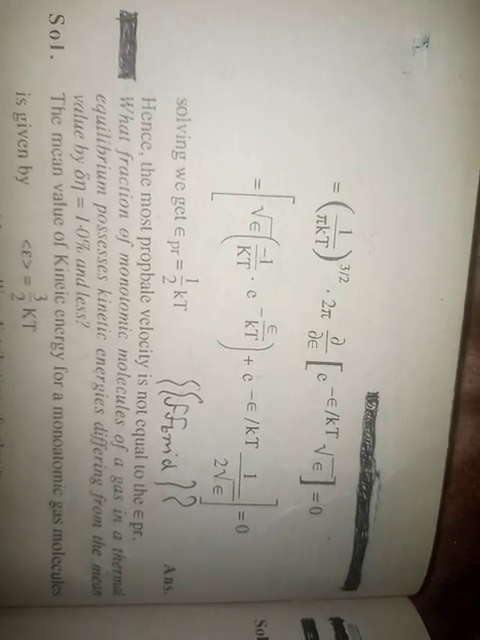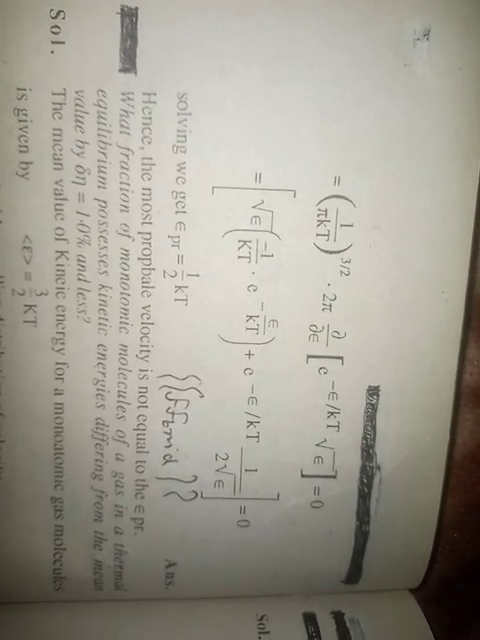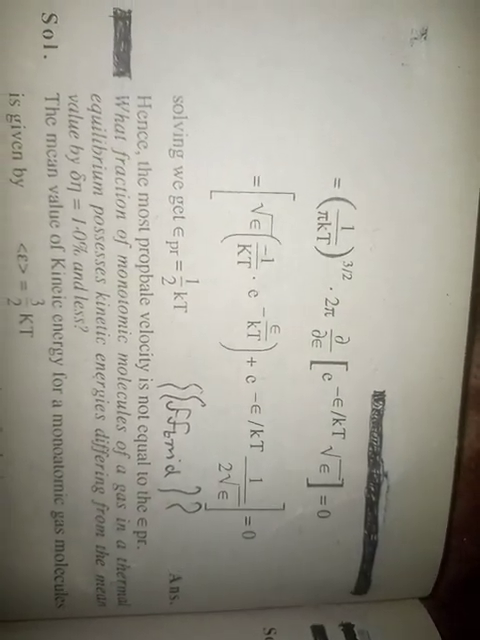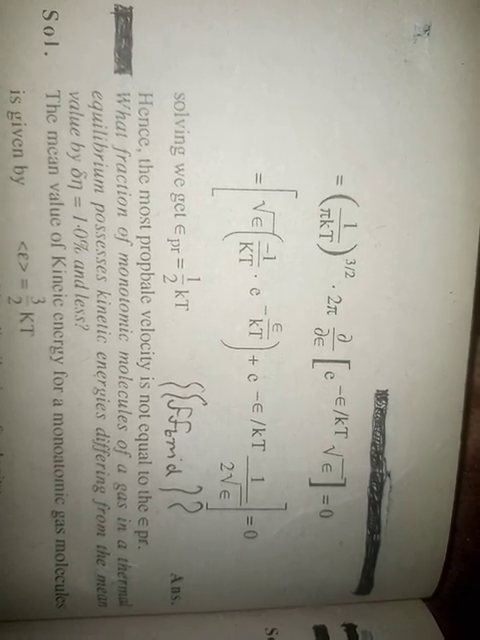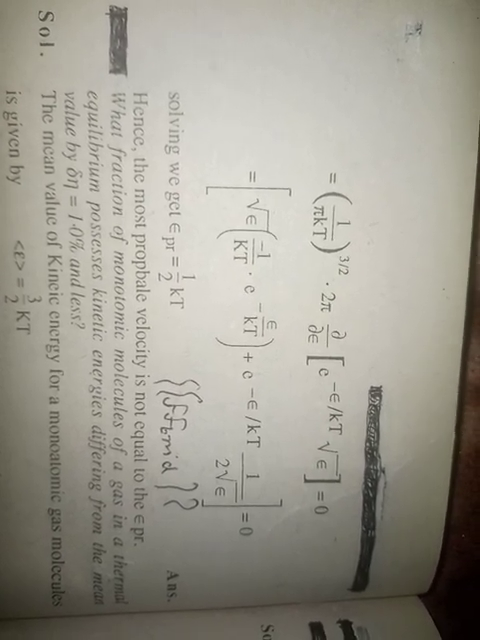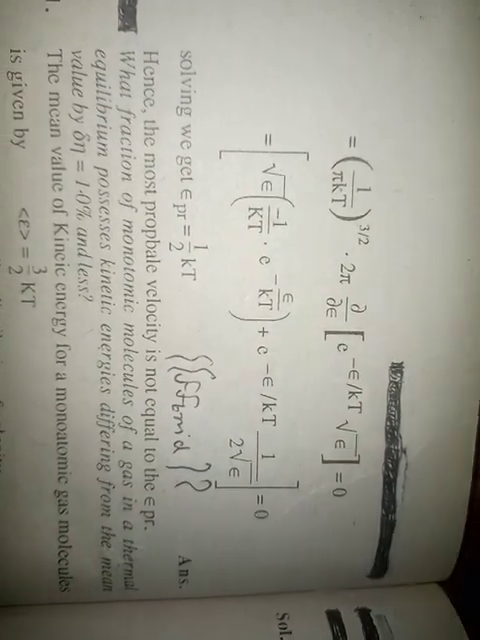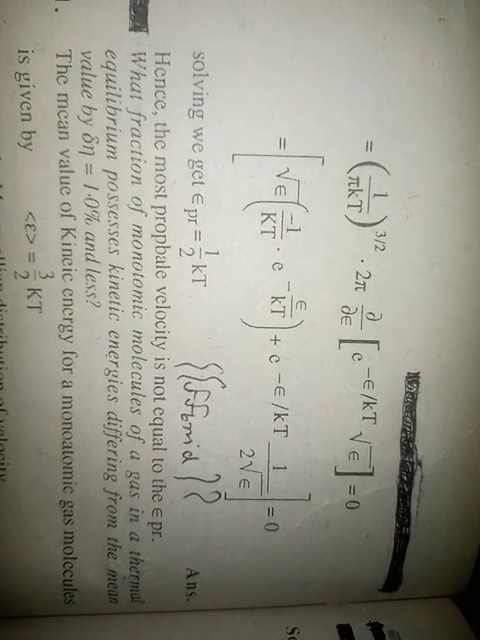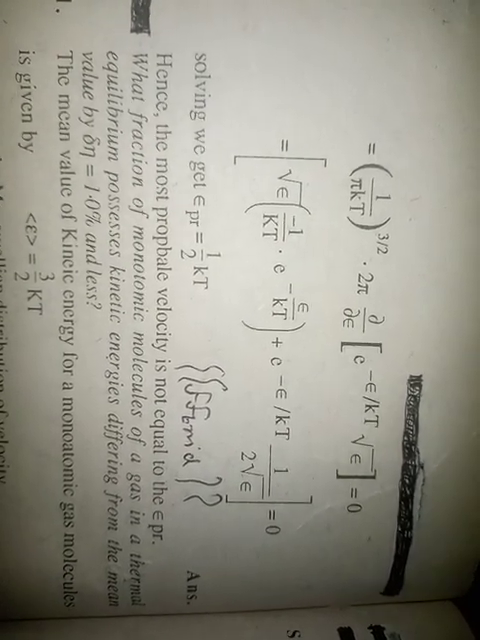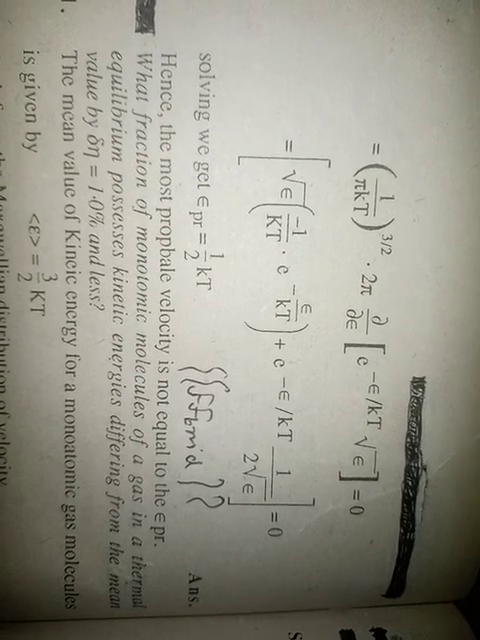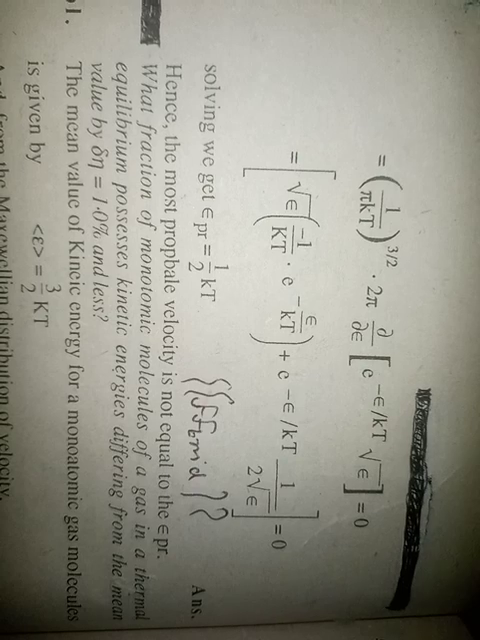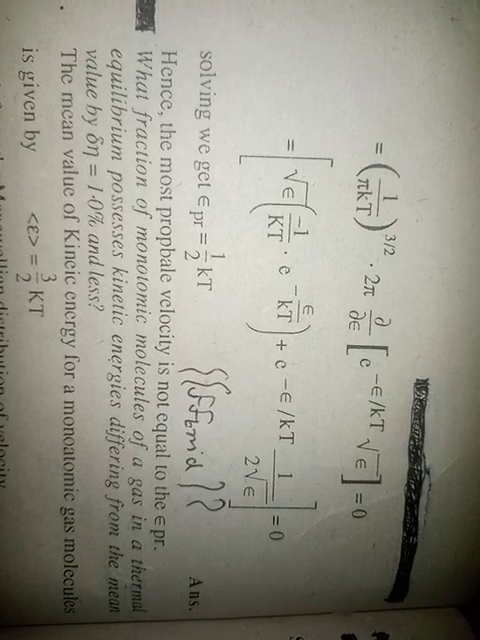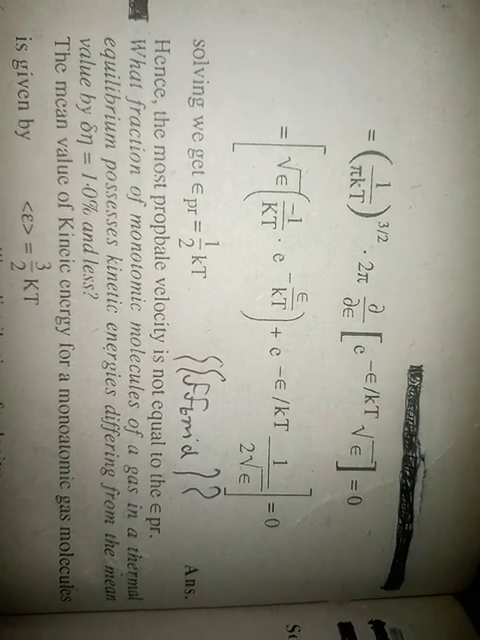equals to (1/(π kT))^(3/2) × 2π ∂/∂ε [e^(-ε/kT) √ε] = 0. Equals to √ε × (-1/kT) e^(-ε/kT) + e^(-ε/kT) × 1/(2√ε) = 0.